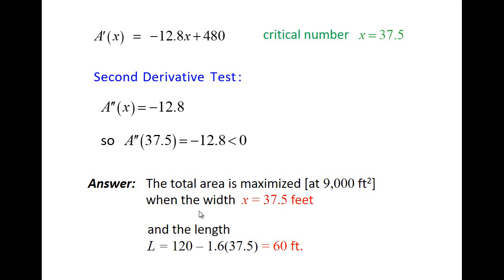And if you calculate the total area, you're going to get 9,000 square feet.